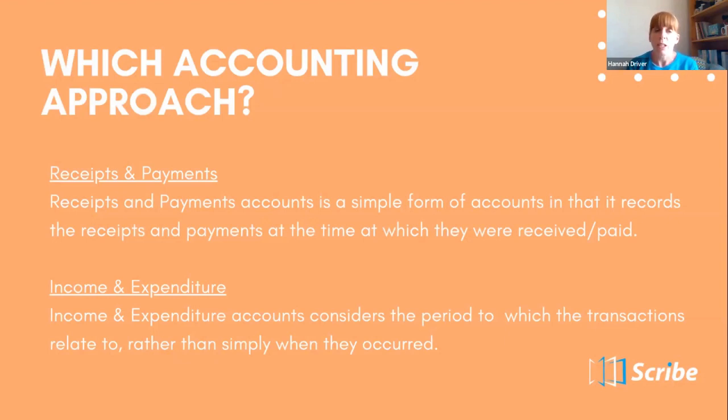In terms of income and expenditure, it's that bit more sophisticated, with more similarities to business accounting in terms of considering the period to which transactions relate, rather than simply when they occurred. So if you completed the year end just gone in income and expenditure, it's likely you gave some consideration to your creditors, so people you owe, your debtors, people who owe you, and adjusted for that to make the financial year that you've just dealt with more relevant to what actually happened and what related to that time period. Okay, so those are the differences between the two.